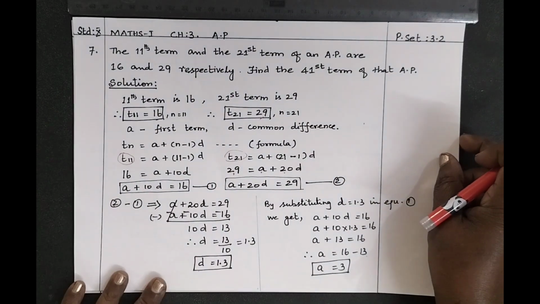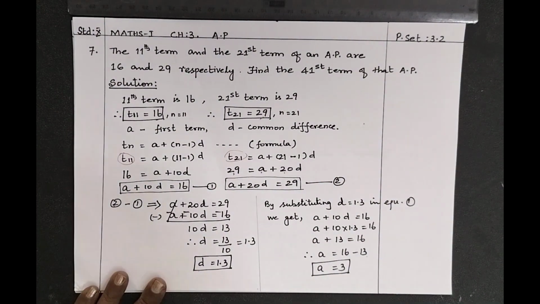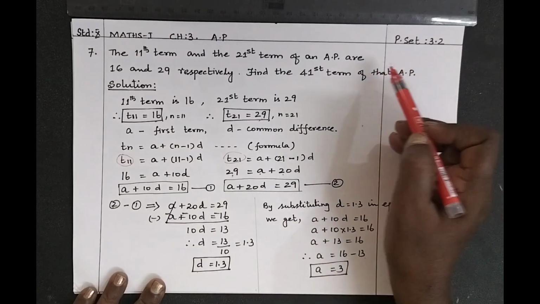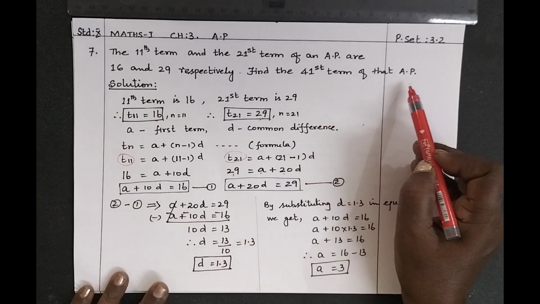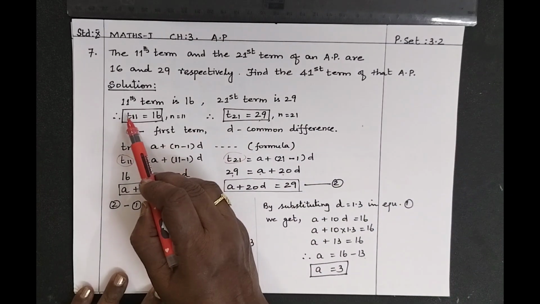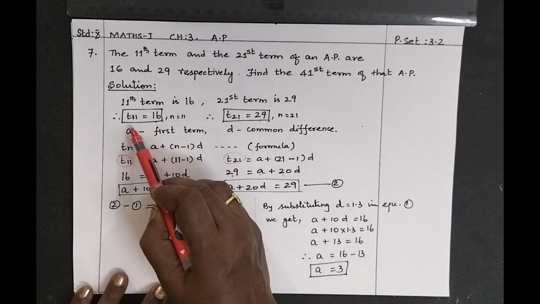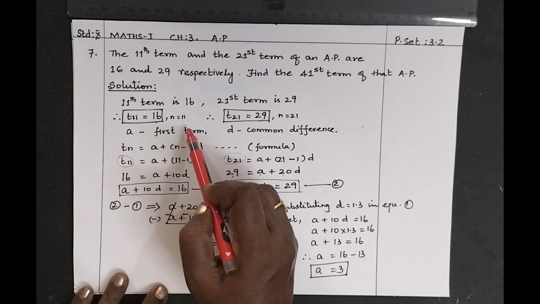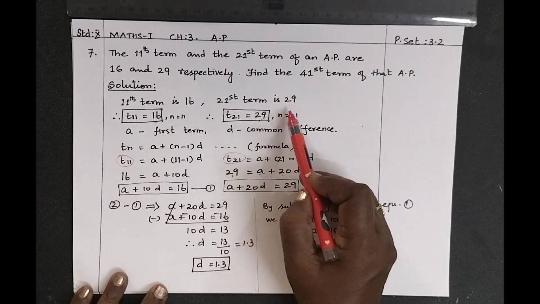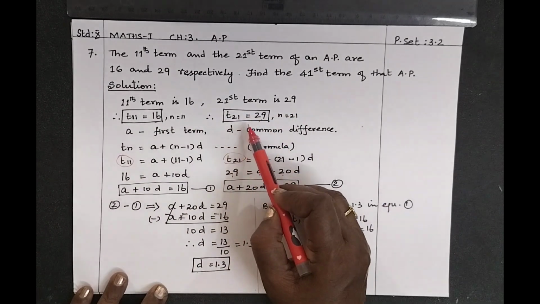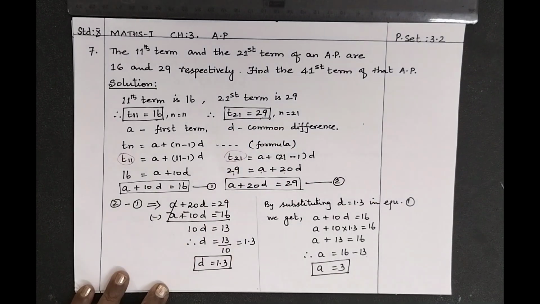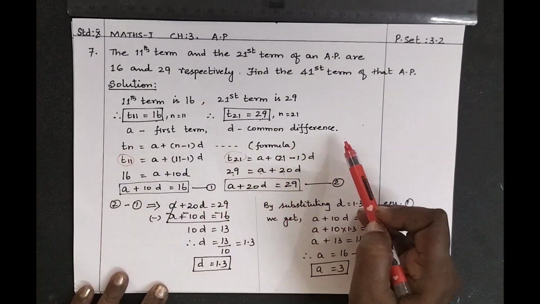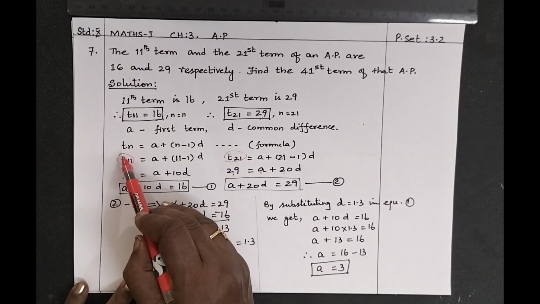Seventh question. The 11th term and the 21st term of an AP are 16 and 29 respectively. Find the 41st term of that AP. Now your 11th term is 16. Therefore T11 is 16, so N is 11. And your 21st term is 29. Therefore T21 is 29, so N is 21. A is the first term, D is the common difference.